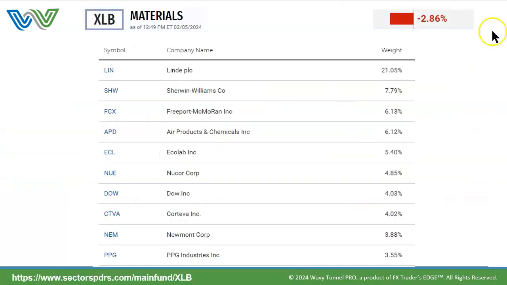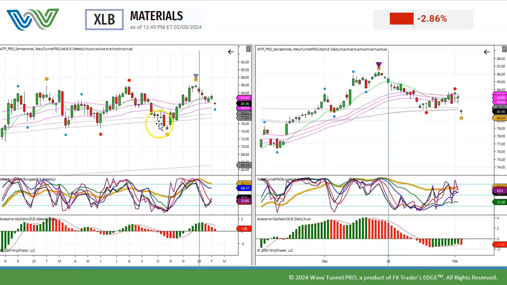XLB Materials down 2.86% year to date. Linde, Sherwin-Williams, Freeport-McMoRan, Air Products and Chemicals. These are the biggest holdings of the ETF. The market is still sideways. We can see that because the wave, even though it's above the tunnel on the weekly chart, it's flat and it's parallel to the tunnel, so it's flat.